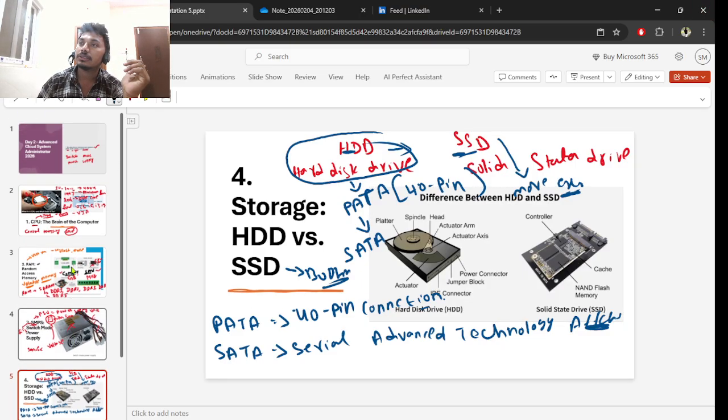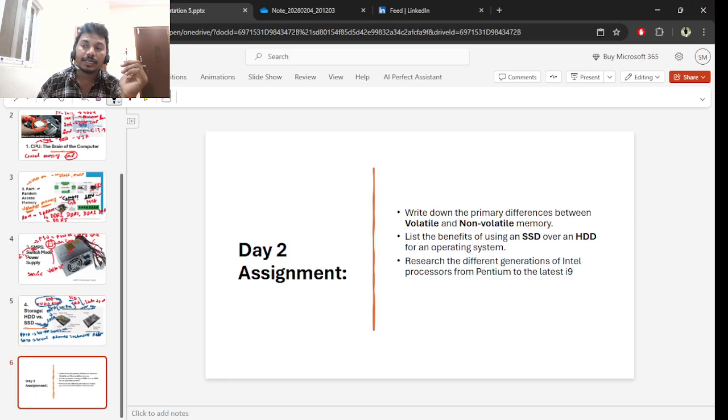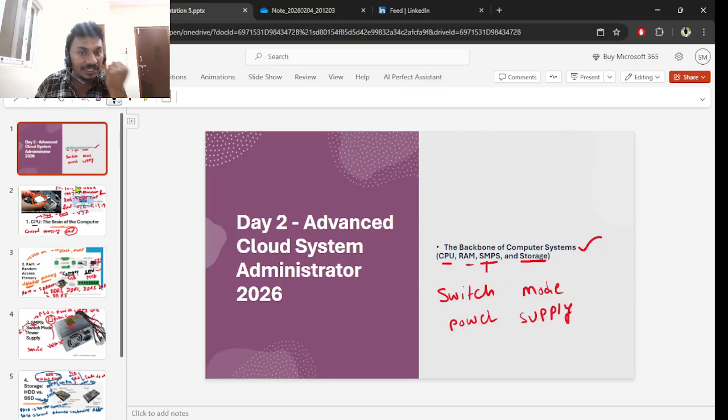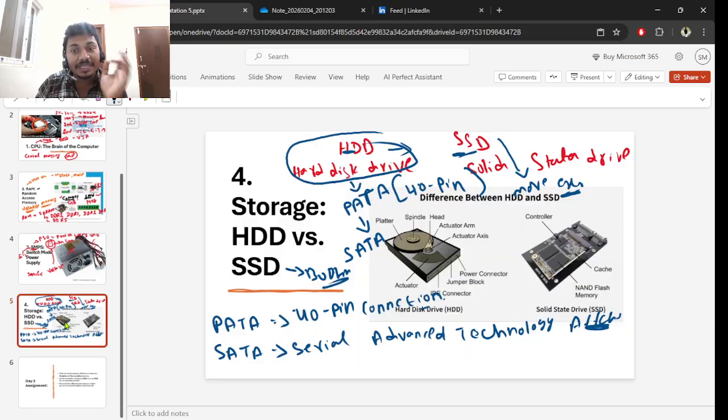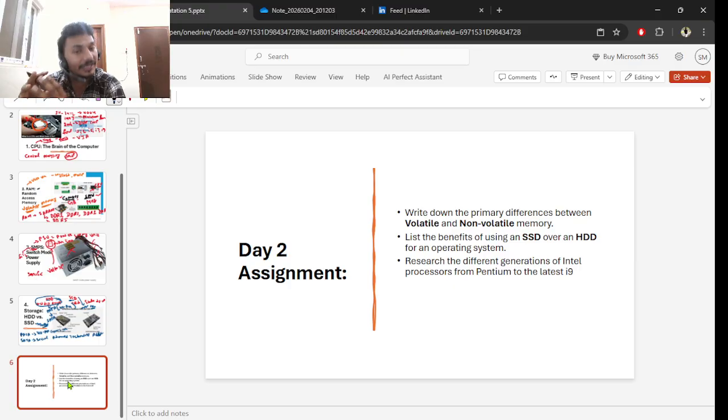Okay, that's it. Then finally, the conclusion. As a system administrator, we must be familiar with these parts, because you will handle these hardware issues frequently when you start your career.